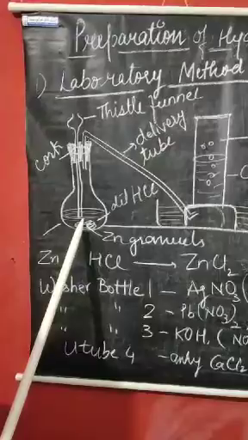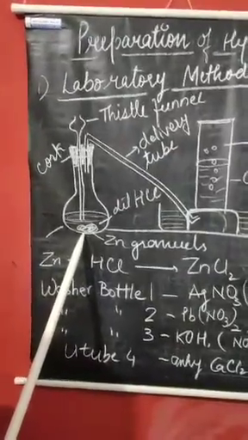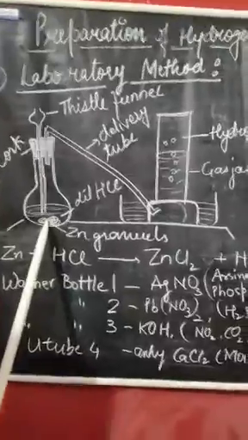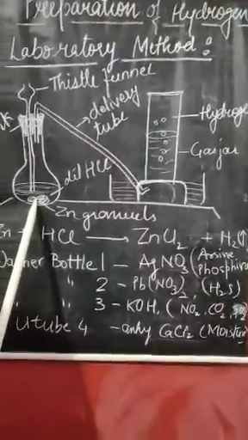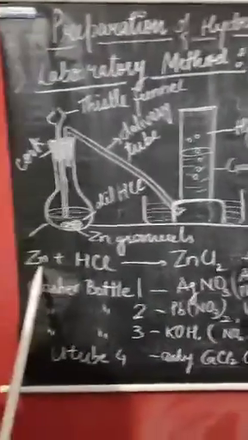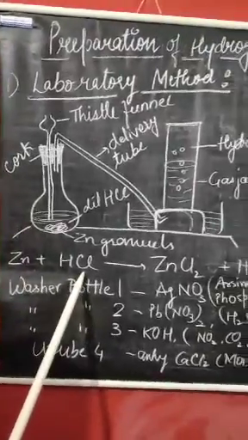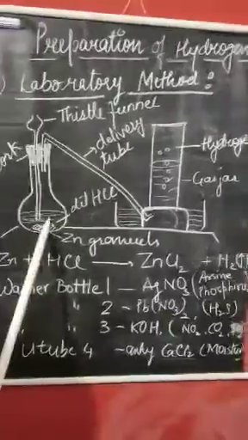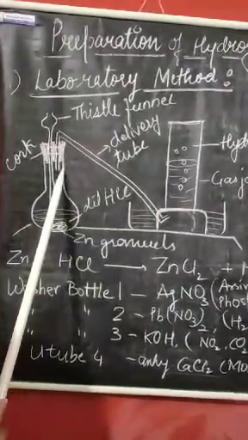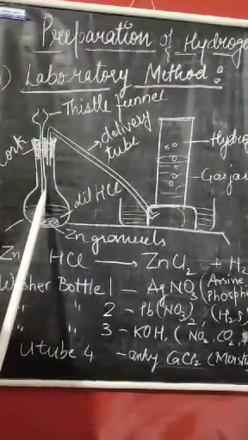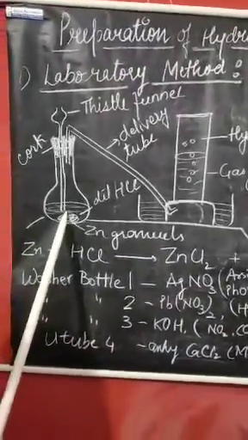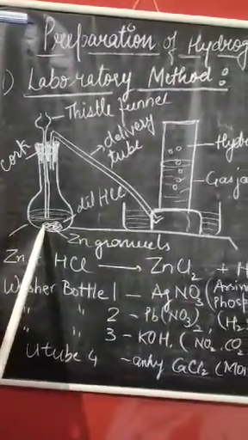HCl reaches the zinc granules, and both will start reacting. As a result, there will be formation of a gas, as the reaction is written here, where zinc reacts with HCl, it forms ZnCl2 plus hydrogen gas. Now the gas wants to escape out. Further, as you see, the end of the thistle funnel is already immersed in HCl.